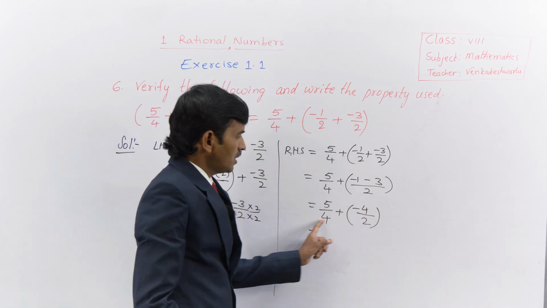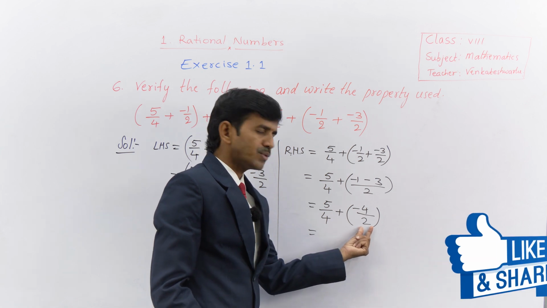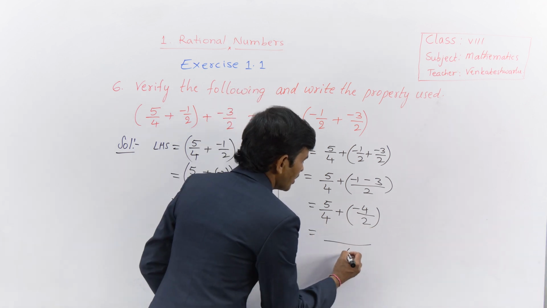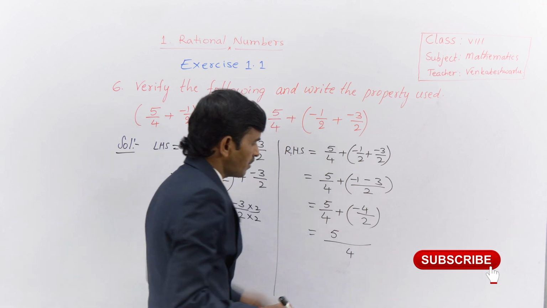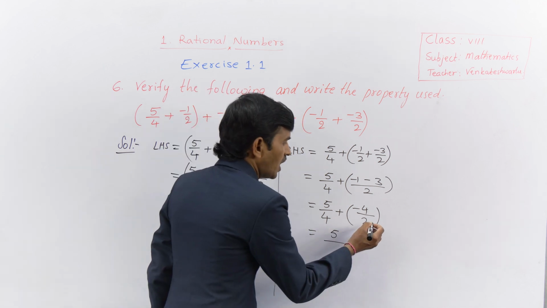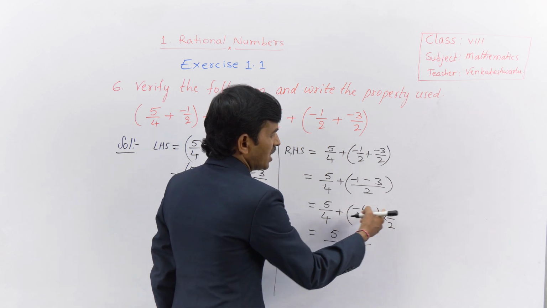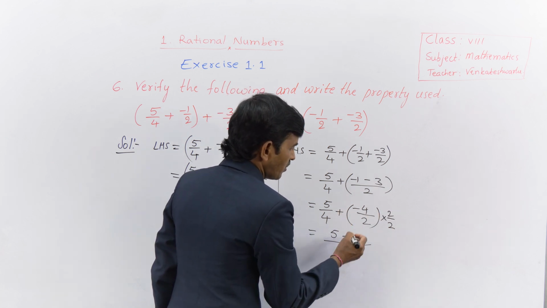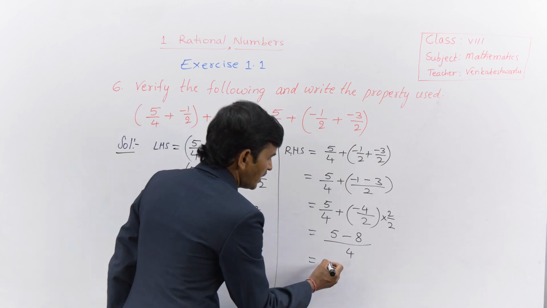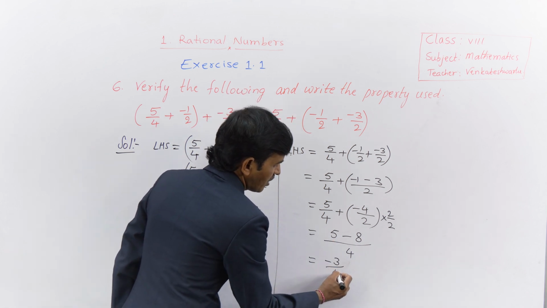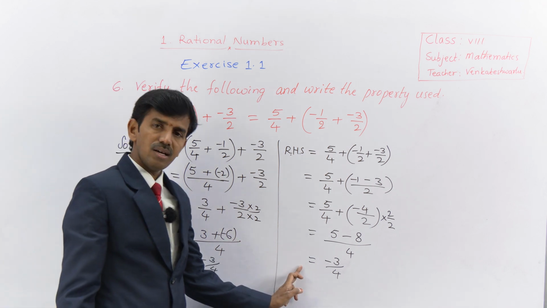Now if we observe the denominators here, 4 and 2, the 4 is a multiple of 2, hence 4 is the LCM, least common multiple. So 5 stays the same as 4 is the LCM. Next, in order to increase this, we should multiply with 2 and 2. Therefore, minus 4 into 2 becomes minus 8. 2 2s are 4, which is the LCM. So 5 minus 8 gives us minus 3 by 4.